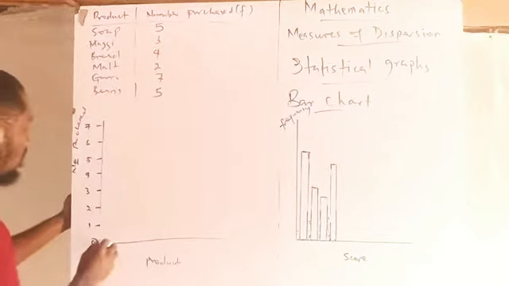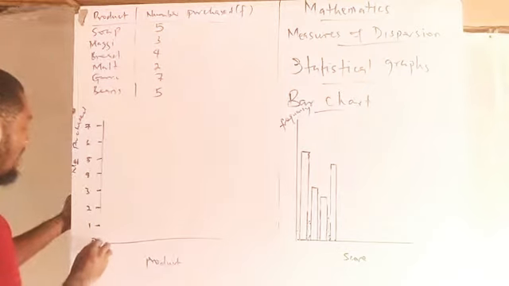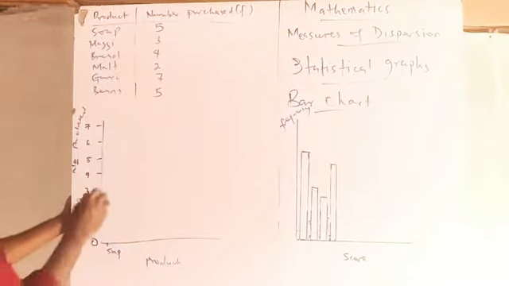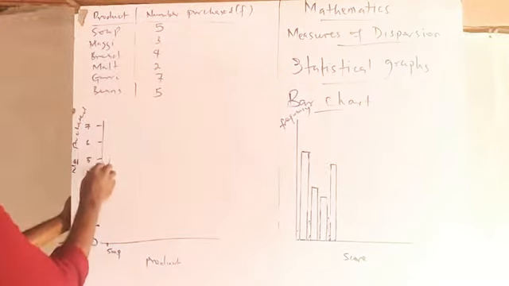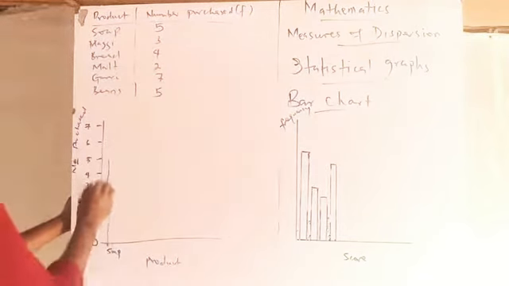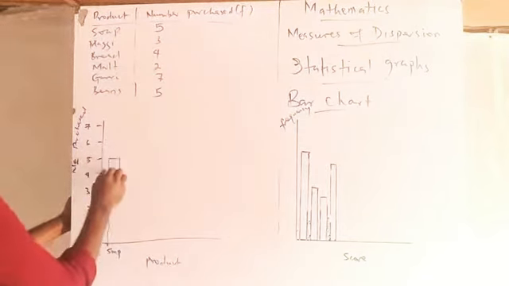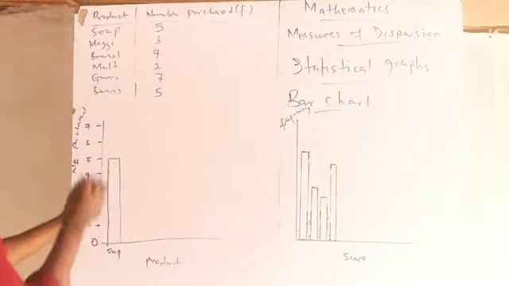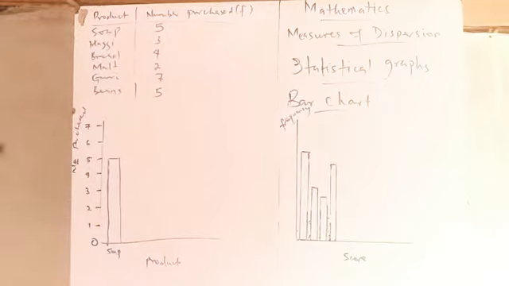The first product is soap. So I want to give a gap of that space. Soap is 5. So I'll draw it from there, 5. You draw a straight line in that manner. Good. That is it. Then the next one is Maggi.